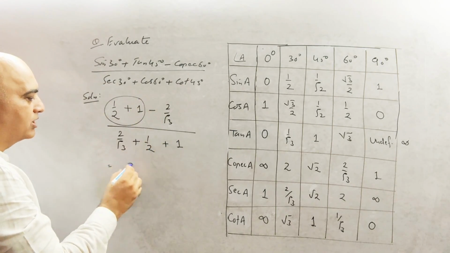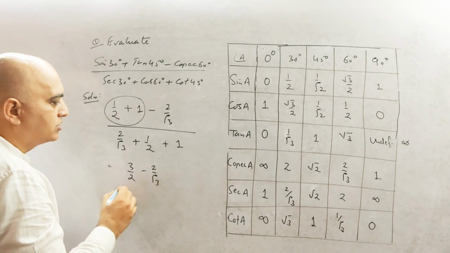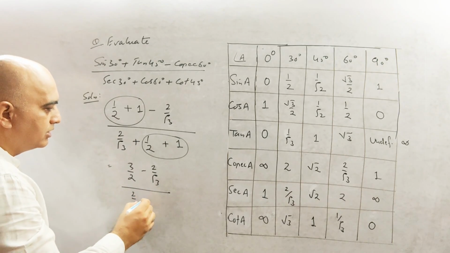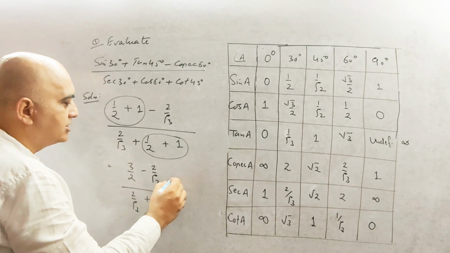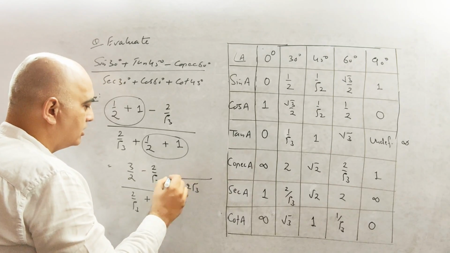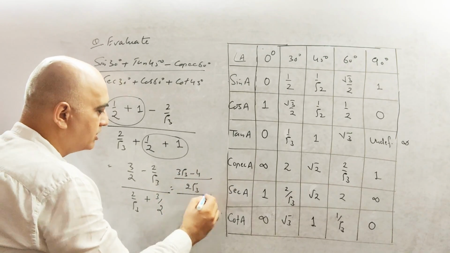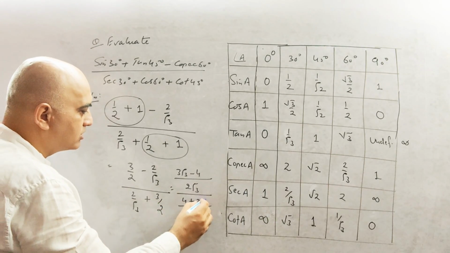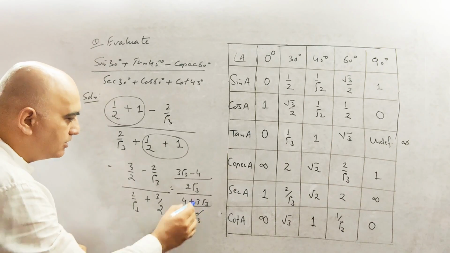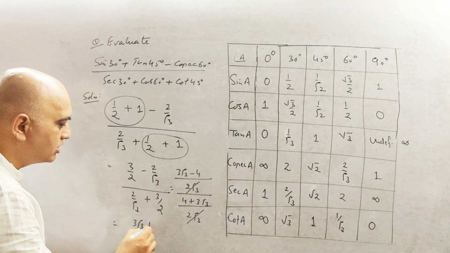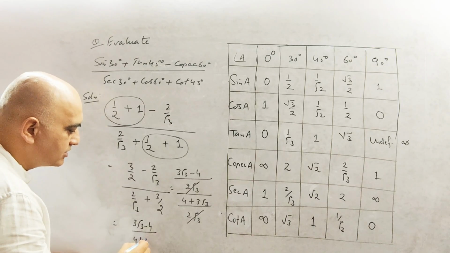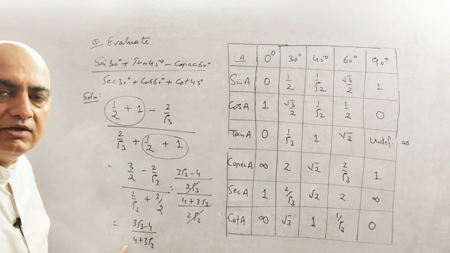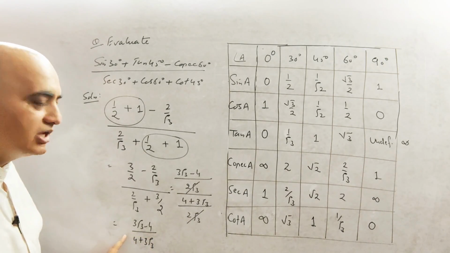1 upon 2 plus 1 becomes 3 upon 2 minus 2 upon root 3. And here 1 by 2 plus 1 is again 3 upon 2. Now we can take the LCM 2 root 3. That becomes 3 root 3 minus 4. Similarly, we can take the LCM 2 root 3 and multiply this by 4, 3 root 3. So this will cancel, and we get 3 root 3 minus 4 and 4 plus 3 root 3. But we know that in the denominator we cannot leave irrational numbers, right? So for irrational numbers, we can rationalize it.